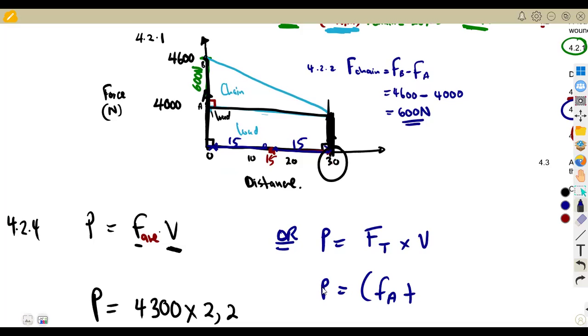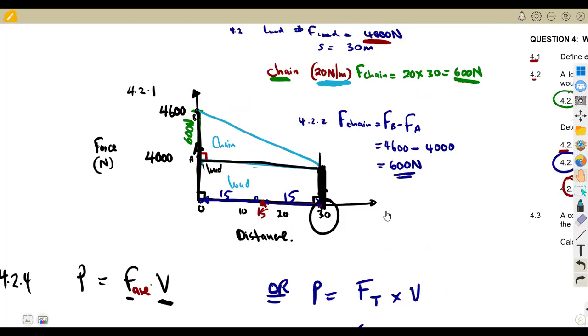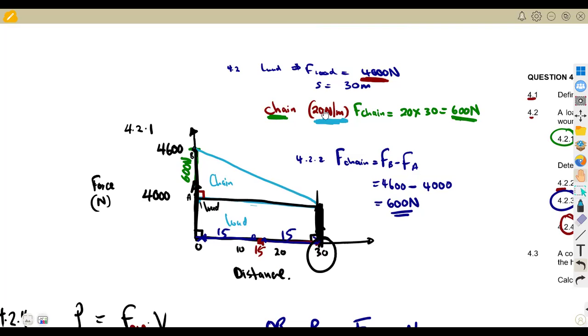So the force at A, that is the force of the load, plus the force of the chain, which is the weight of the chain. These are the two things that give us the total force. But for this chain, its force is affected. Why? Because the chain is given its force per meter. 20 Newton per meter means it's affected per each meter, each 1 meter, the force is affected.